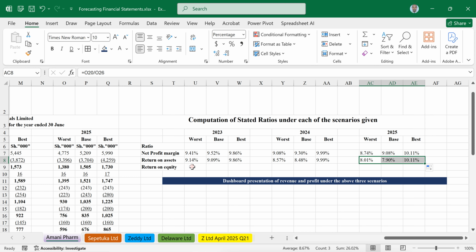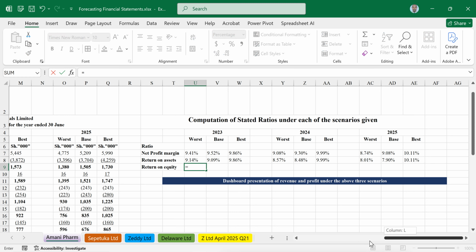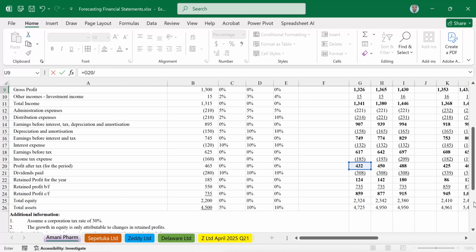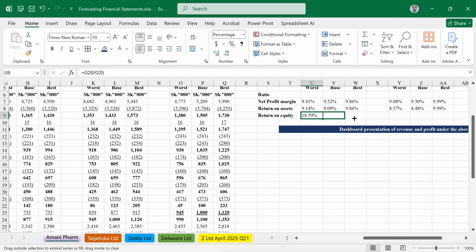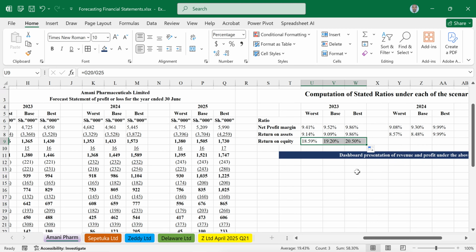Return on equity. That is net profit over equity. So that will be equal sign for 2023. Still, the net profit is 432. But now divide with equity. Equity is this, 2324. That gives us 18.59.